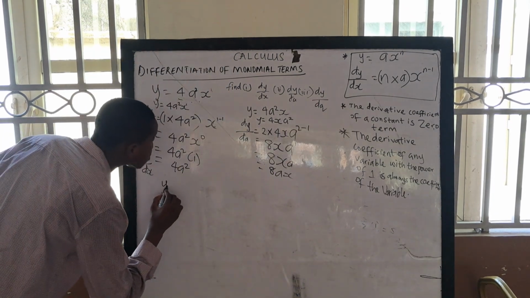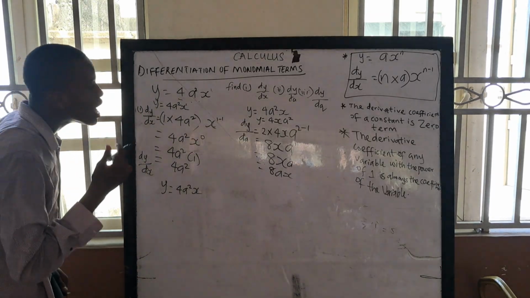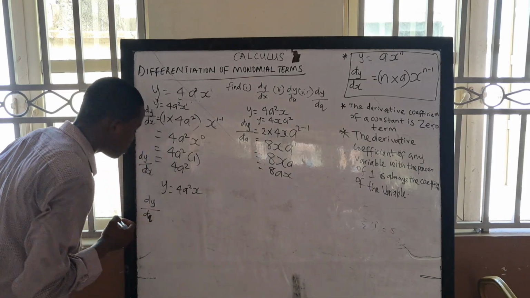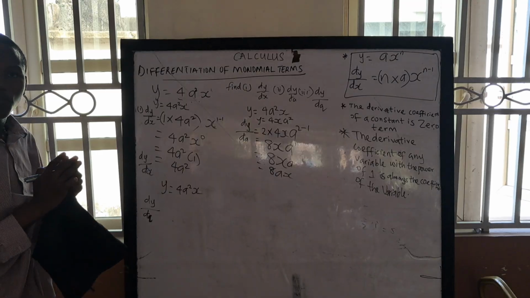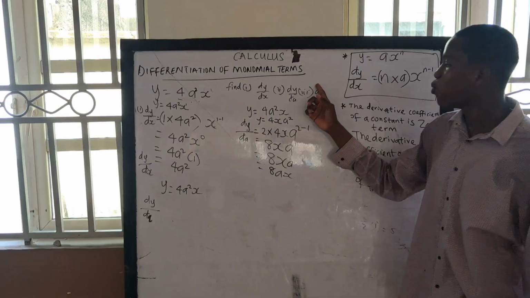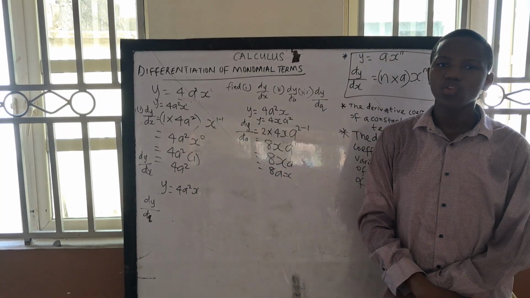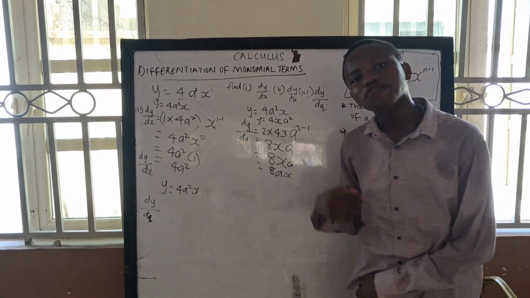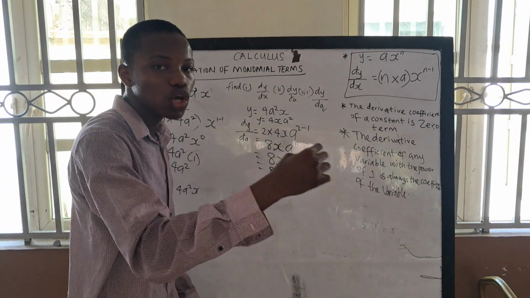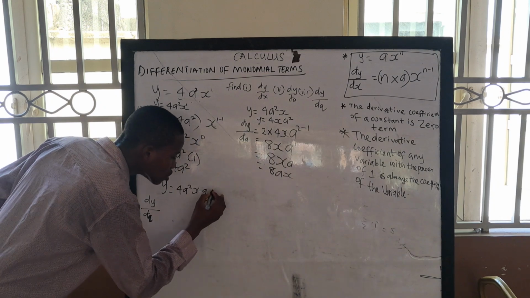Now let's look at this third one. You're having y to be 4a squared x, and I've been asked to find dy/dq. Now look at this, this might be a little bit tricky. You have to pay rapt attention. I'm about to find dy/dq. In this function, do I have q here? No, I don't have q in this function. I'll have to include q in the function for me to differentiate y with respect to q.